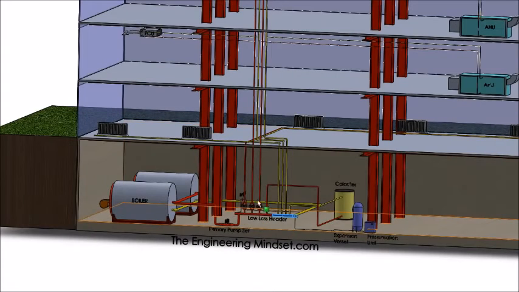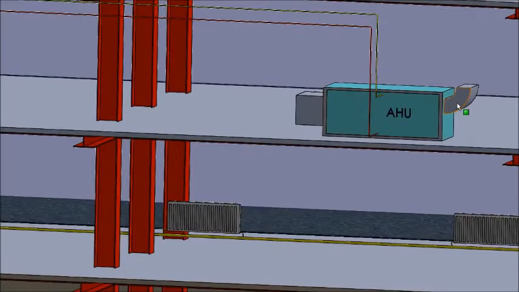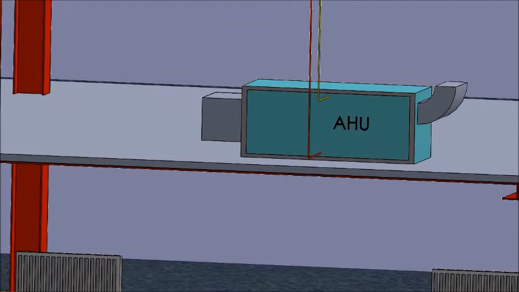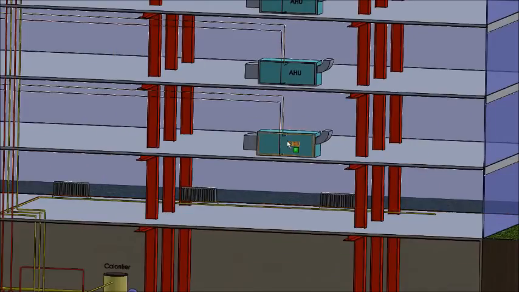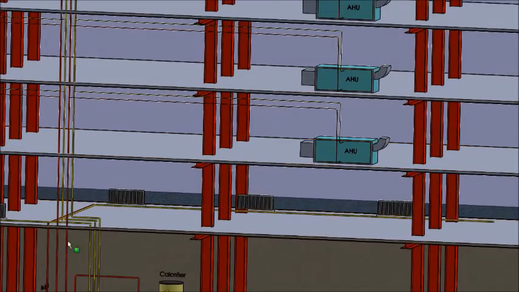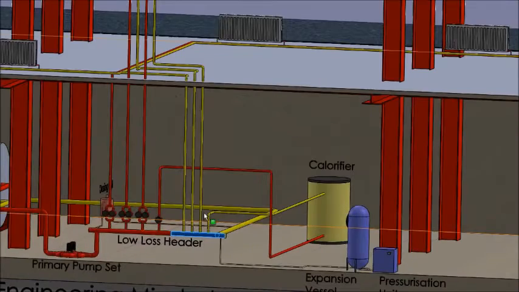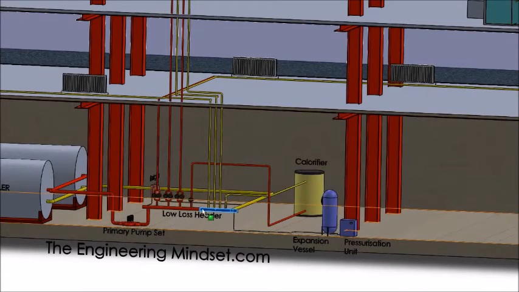The third secondary circuit, you can see that feeding up and going off and feeding into the AHUs connected over here. That water then, obviously, once it's cooler, returns back to the header, makes its way back to the low loss header to make its way back to the boiler and pick up more heat.